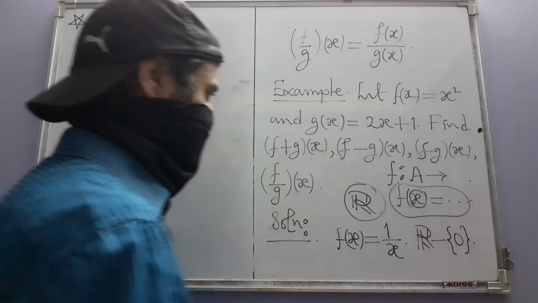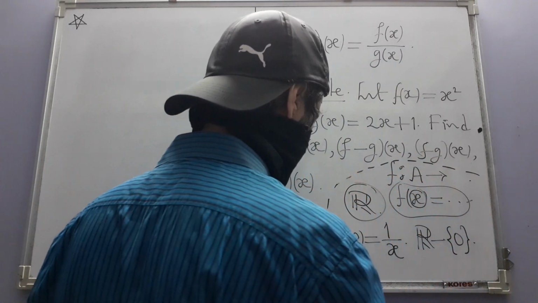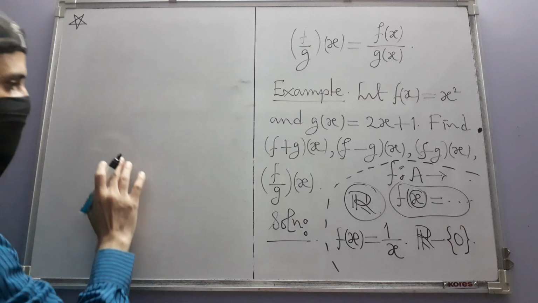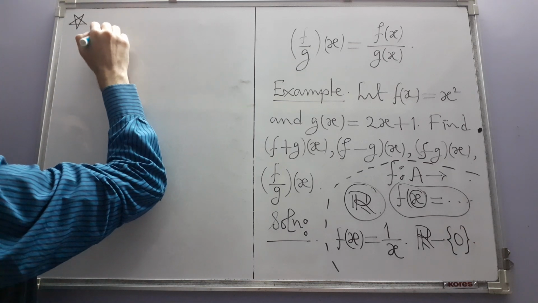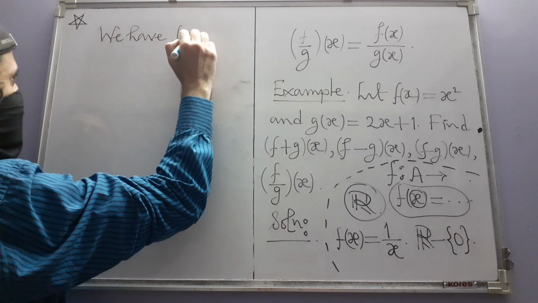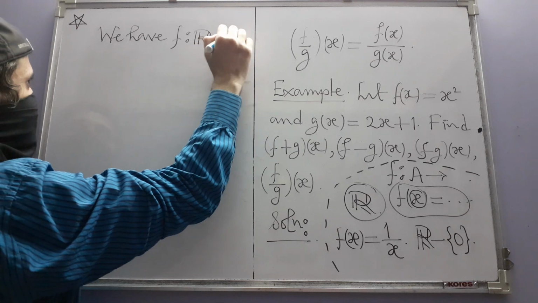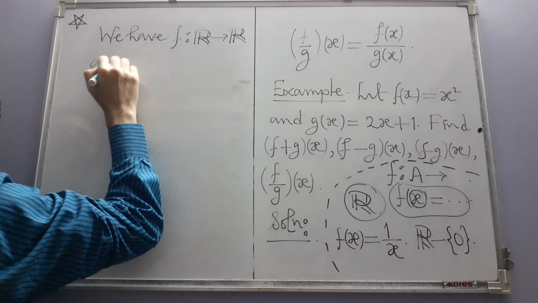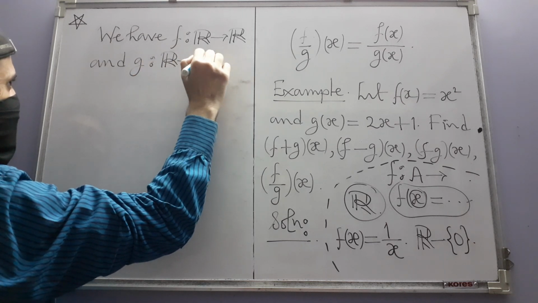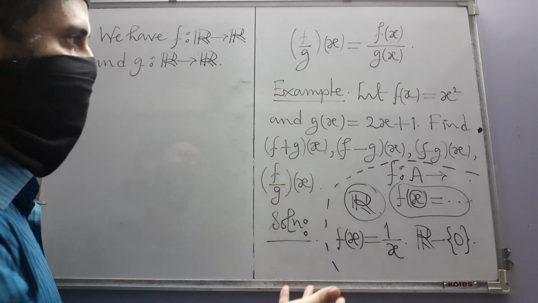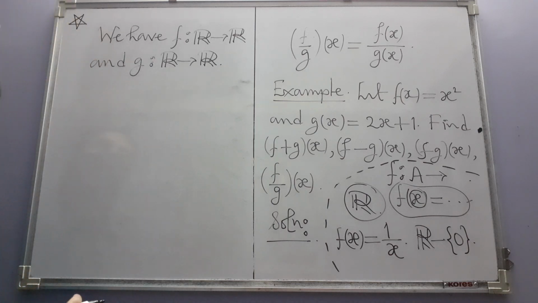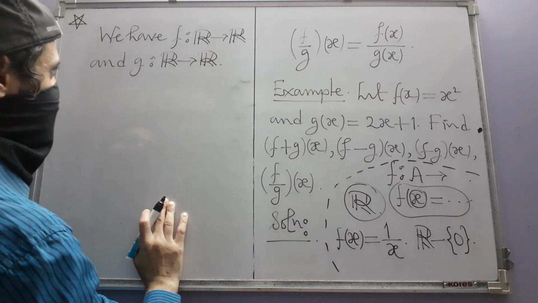Okay, so these are just some things we discussed. The actual solution starts from here. We have this. That is, f is a function from R to R and g is also a function from R to R. Because we are dealing with real functions, the codomain can be invariably chosen as R. Okay, then there is no problem in choosing that.